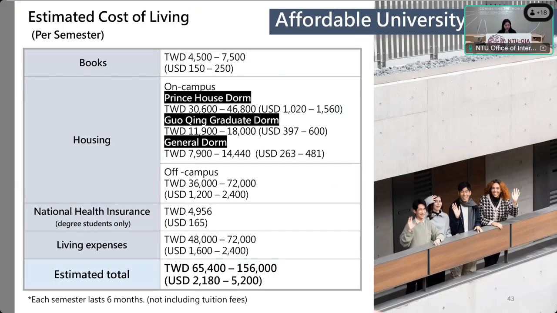So next, let's take a look at the estimated cost of living per semester. The estimated cost includes books, housing on campus that was shown just now, national health insurance, and living expenses. By understanding this estimated cost, you can better plan for your time at NTU.